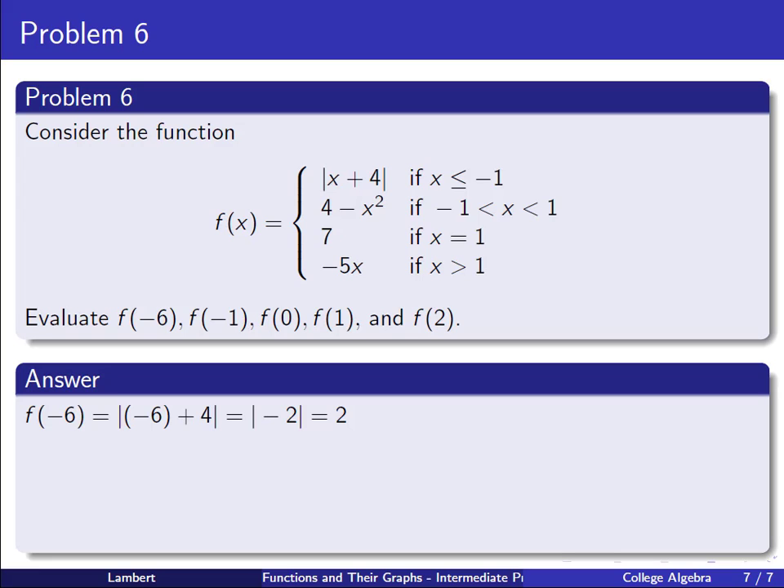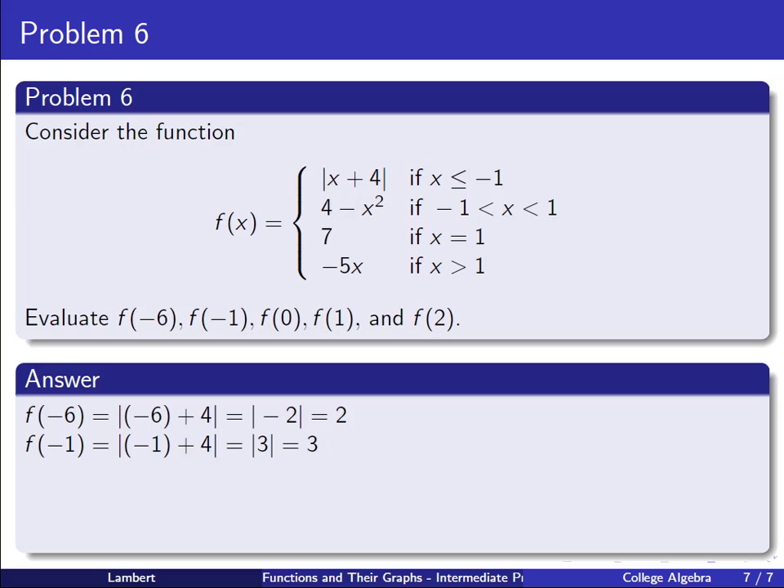Moving on to f of negative 1, when we plug in negative 1, which scenario will we be looking at? Well, if you notice, it's once again that first scenario. Negative 1 is less than or equal to negative 1. So that means when we plug that in for the x value, we should have negative 1 plus 4, with the absolute value of that quantity. And so this means we get absolute value of 3, which is just 3. Okay, so far so good.